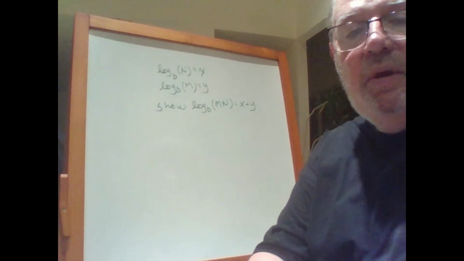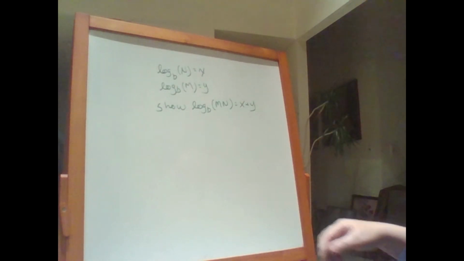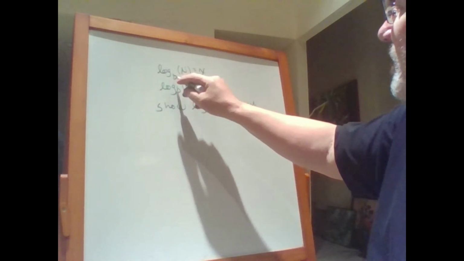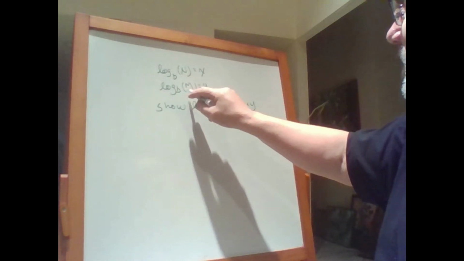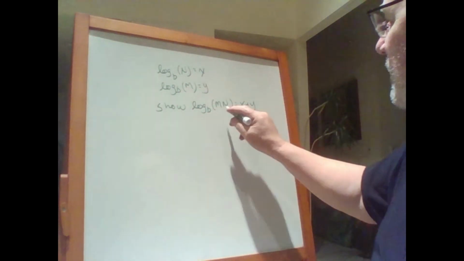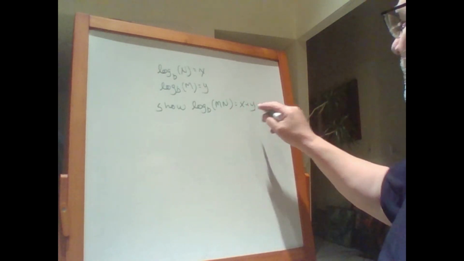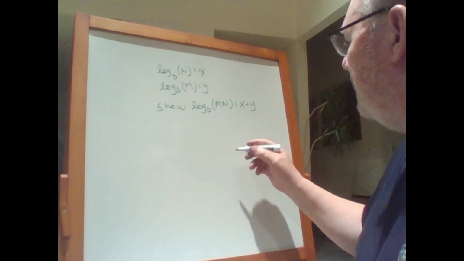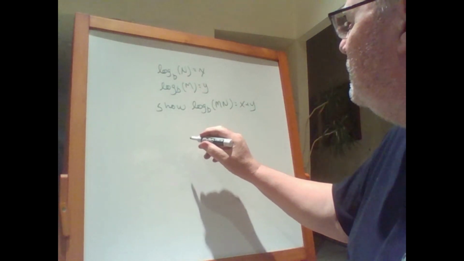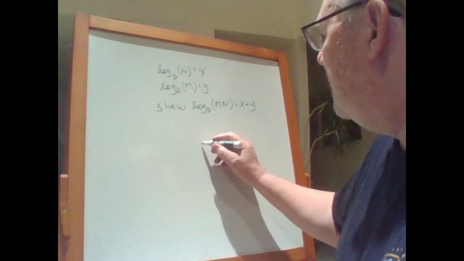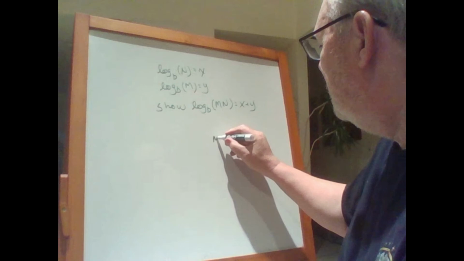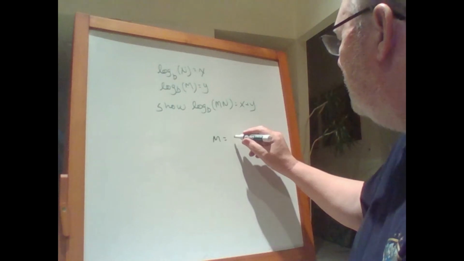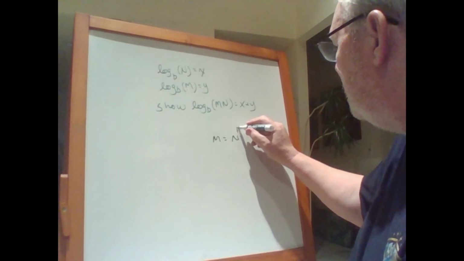Okay, here's a problem that looks pretty cool. So, if we're given log base b of n equals x and log base b of m equals y, show that this multiplication is equal to x plus y. So, the first thing we need to do is show that m is some power of n, n to the p.